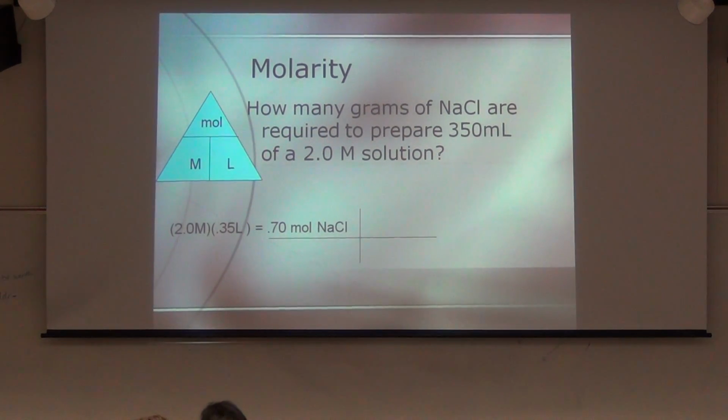So we're going to start with the molarity and the volume. 2 molar and 0.35 liters. We were given milliliters. I didn't show the conversion there, but there's 1,000 milliliters in a liter. So to convert from milliliters to liters, we're going to move our decimal point 3 positions, divide by 1,000. So molarity times liters gives us moles. So we got 0.70 moles, and it's just a case of finding out how many grams is 0.70 moles. Molar mass of salt, sodium chloride 58.4, gives us 40.9 grams.